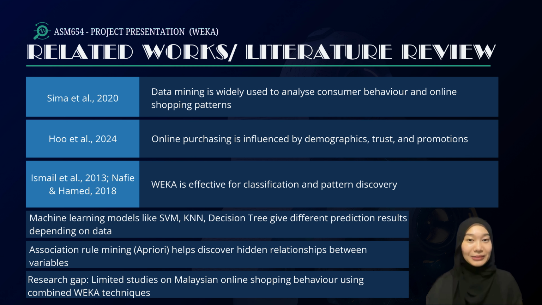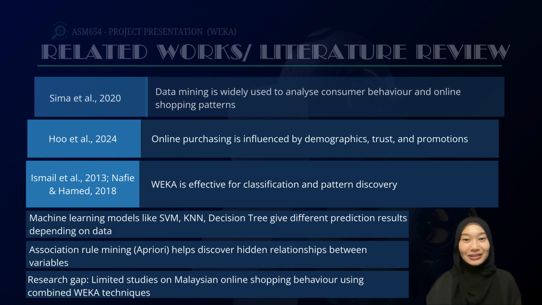And Nafi and Hamid. Machine learning models like SVM, KNN, and decision trees are commonly used, but their accuracy depends on the dataset. The Apriori algorithm is also widely used to find hidden relationships between variables. However, there is still limited research focusing on Malaysian online shopping behavior using combined classification and association analysis in Weka.